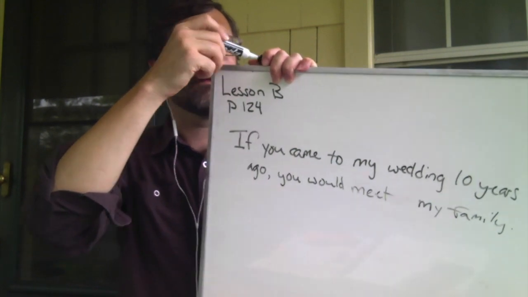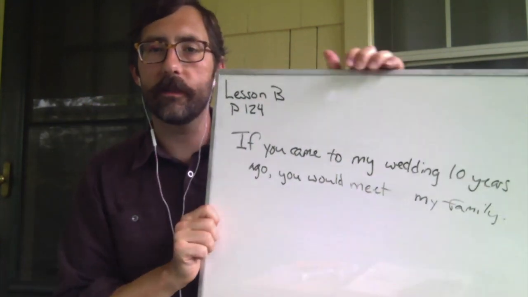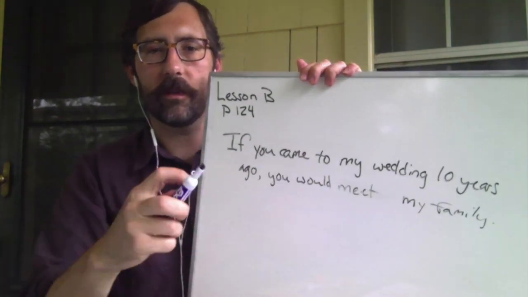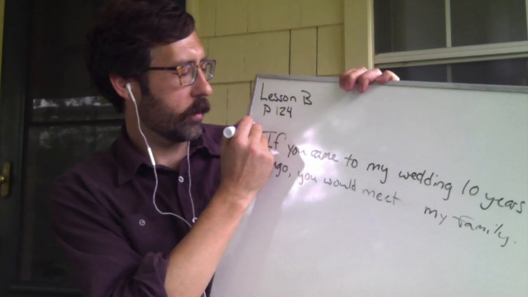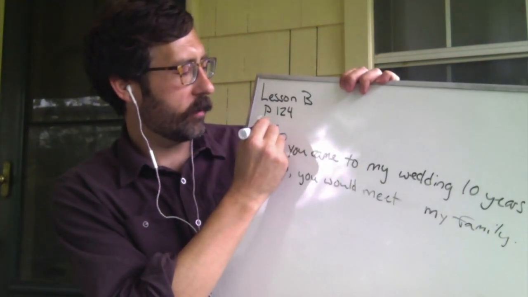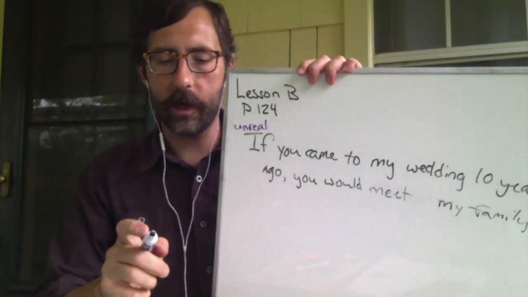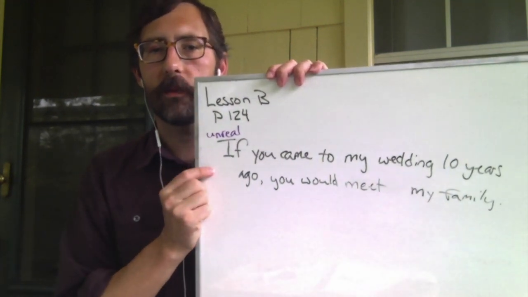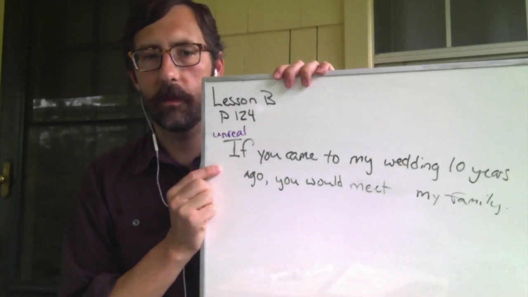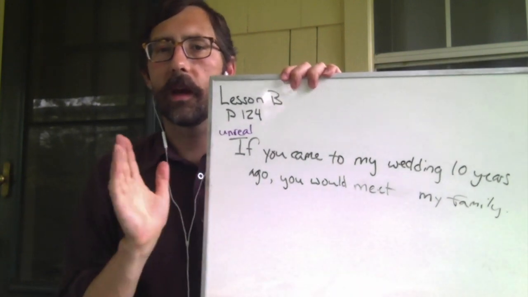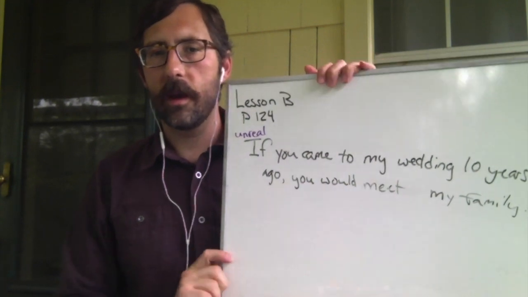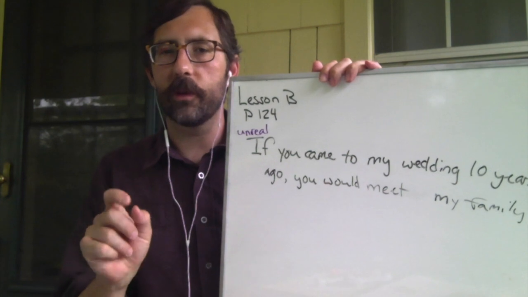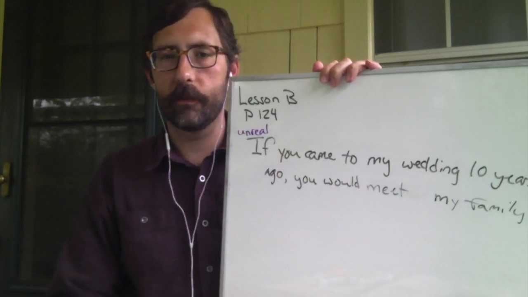and perhaps this is not the best grammatical example, but I think you'll get the idea of an unreal, why this is unreal, right? I'm just going to write unreal here so that you already know what we're talking about, right? So, if you came to my wedding 10 years ago, right? Is it possible for you to come? Is it possible now for you to come to my wedding 10 years ago?